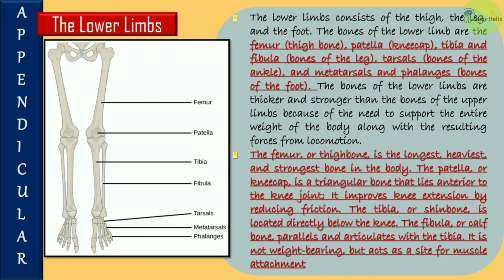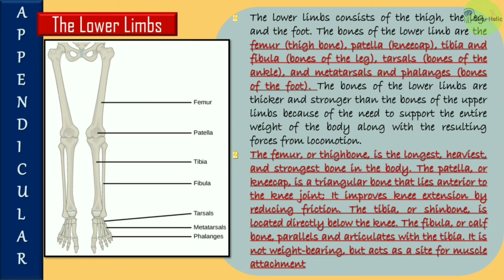Many times in competitive examinations, this question was there: which bone is the longest bone of our body? The answer will be the femur. Okay. On the other hand, the patella or kneecap is a triangular bone that lies anterior to the knee joint, and it improves knee extension by reducing friction.